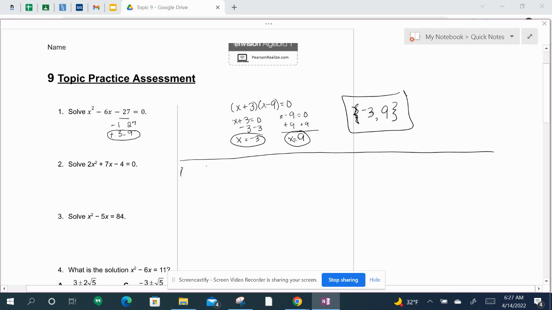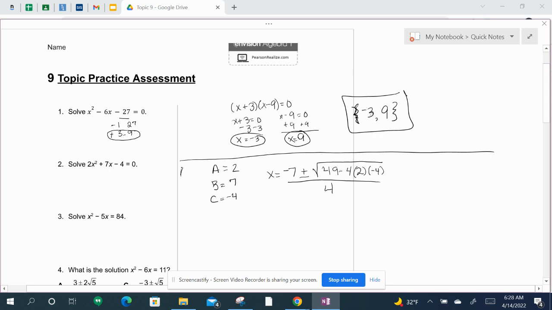So I would start by figuring out my A, my B, and my C. In this case, A is 2, B is 7, and C is negative 4. And then I would go with the quadratic formula, which says x equals opposite of b, so negative 7, plus or minus the square root of b squared. So 7 squared would be 49, minus 4 times a, which is 2, times c, which is negative 4, all over 2 times a. 2 times 2 is 4.